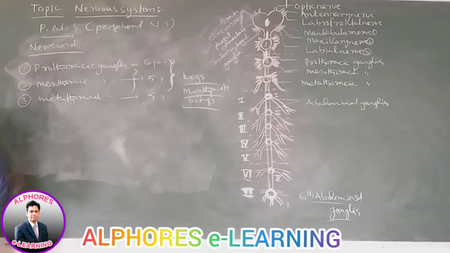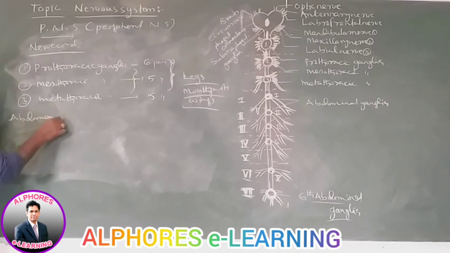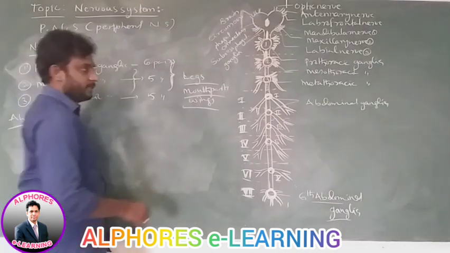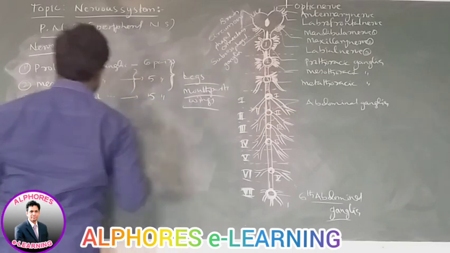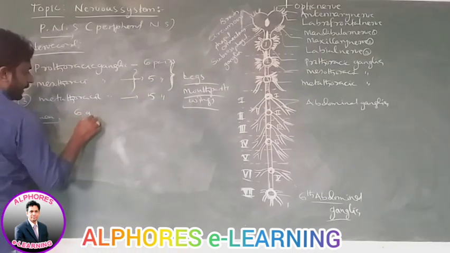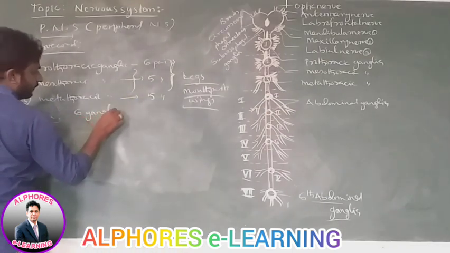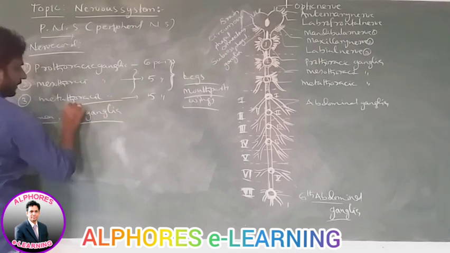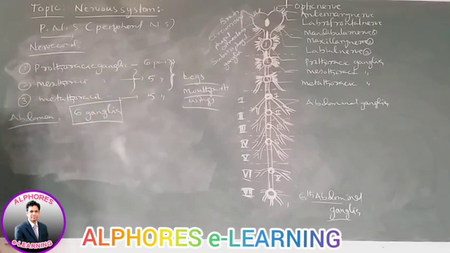Next, in the abdomen also ganglia are present. How many ganglia are present in the abdomen? Total 6 ganglia are present in the abdomen.